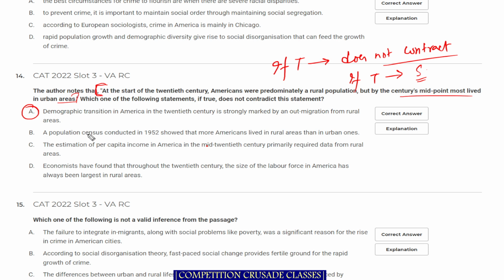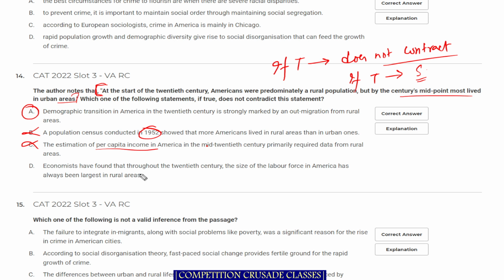Let's read option B. A population census conducted in '52 showed that most Americans lived in rural areas rather than in urban areas. If in '52 most Americans lived in rural areas, how is it that by the midpoint of the century most people lived in urban areas? This is a nonsensical or false option, so this does not strengthen. Next, the estimation of per capita income of America in the mid 20th century primarily required the data of rural areas. First of all, per capita income is not given in the passage, so if this were true, it would definitely not strengthen the statement.